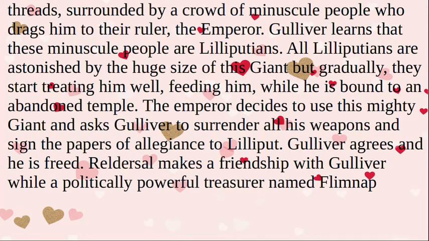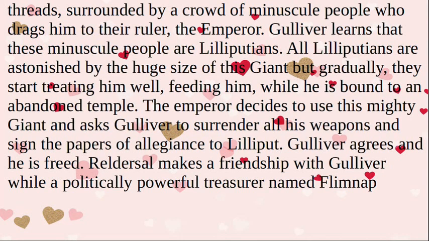All Lilliputians are astonished by the huge size of this giant, but gradually they start treating him well, feeding him while he is bound to an abandoned temple. The Emperor decides to use this mighty giant and asks Gulliver to surrender all his weapons and sign the papers of allegiance to Lilliput. Gulliver agrees and he is freed.